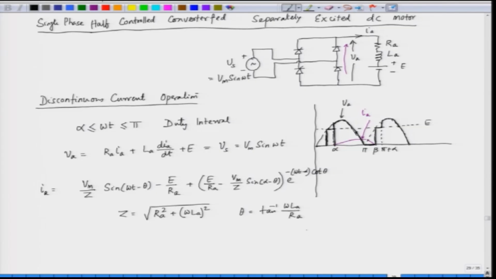Now, this equation is the equation of the current for the duty interval. Now, again we have a freewheeling interval. Now, when omega t equals pi, this current I A reaches a value, that is I A pi.